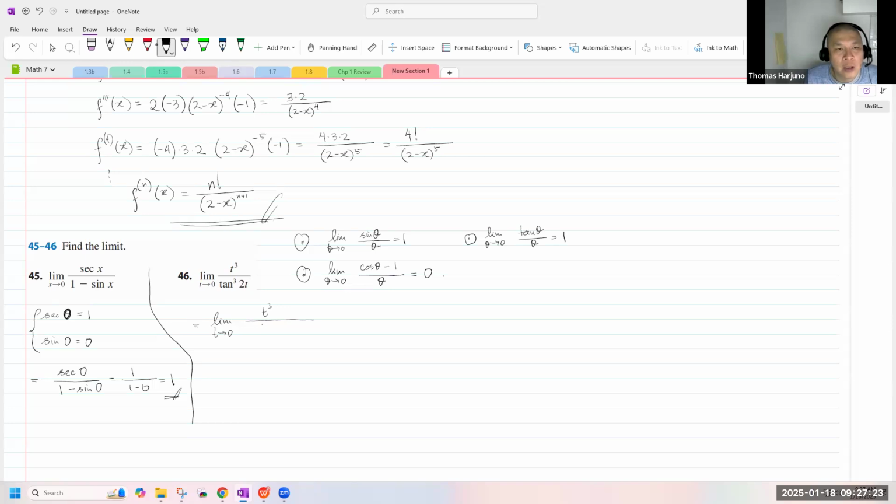So at the bottom we have tangent 2t being cubed. My purpose is this: I will need to have 2t cubed on the top over tangent 2t being cubed at the bottom. Under the condition that 2t goes to 0, this will be 1 cubed, which is 1. That's where I'm going. For that reason, it seems like I need to multiply by 2 cubed on the top and 2 cubed at the bottom.